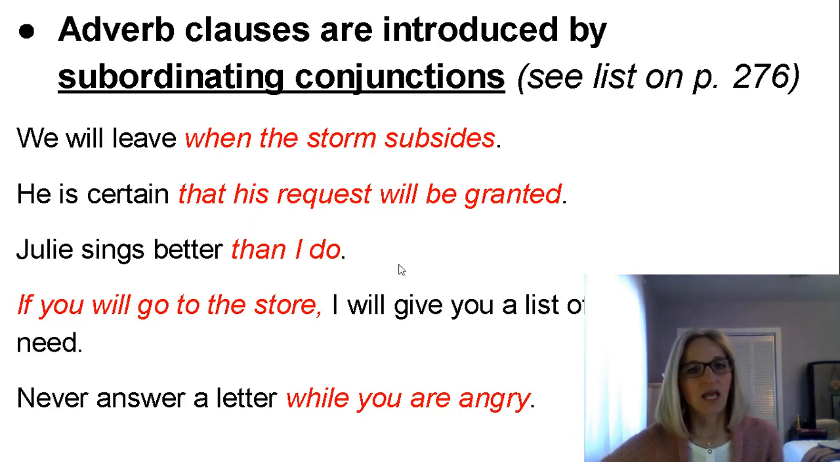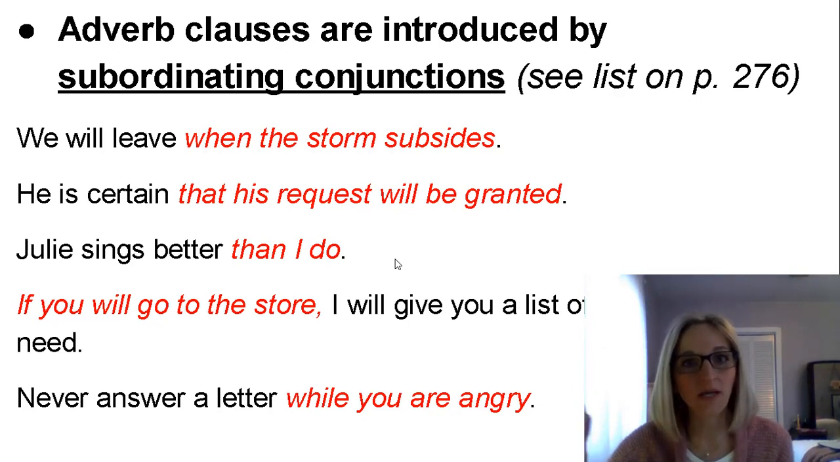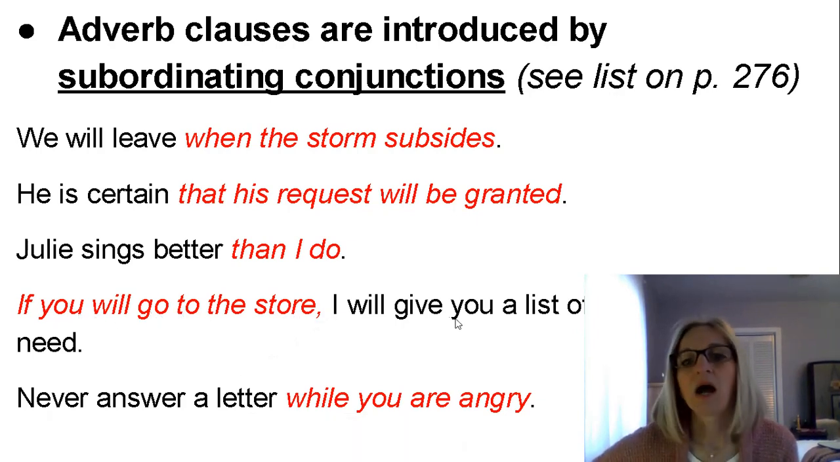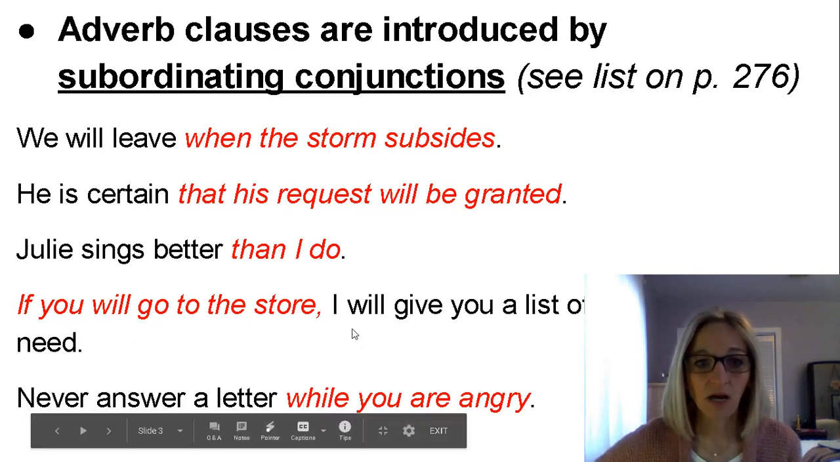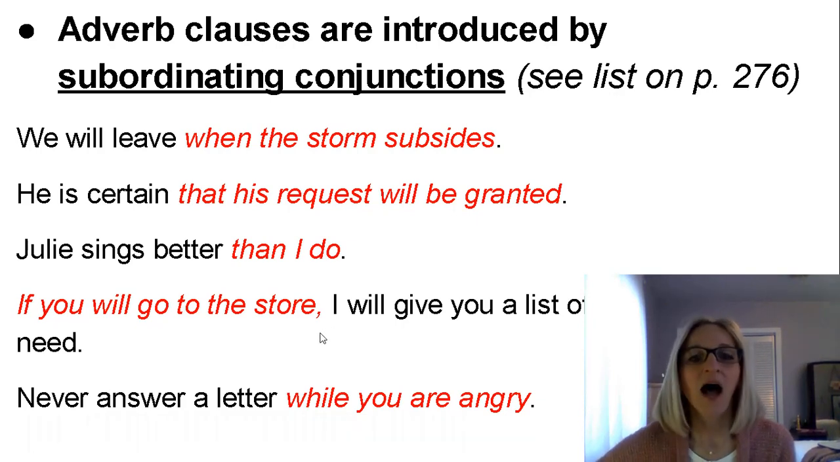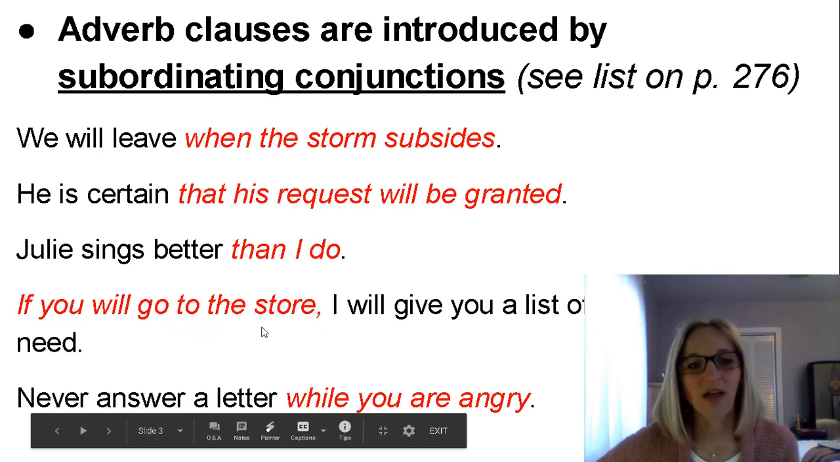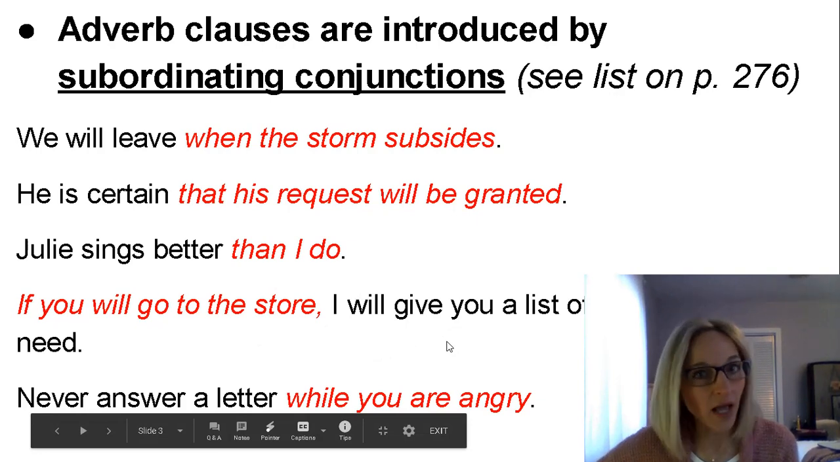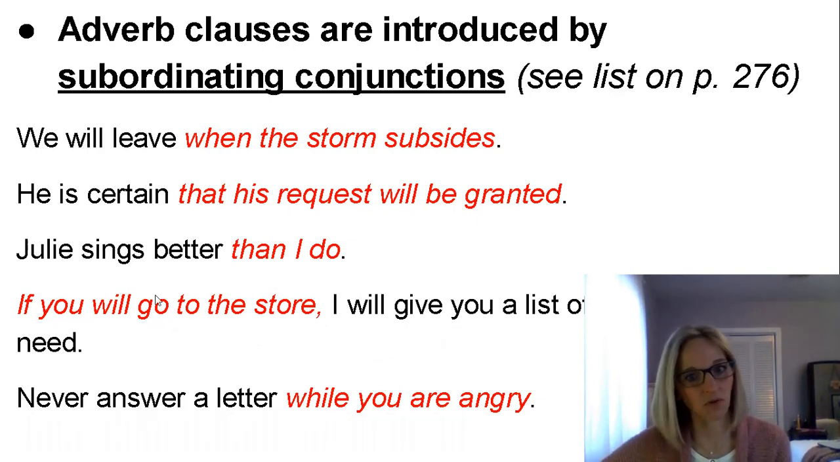Now, if you have an adverb clause at the beginning of the sentence, it's called an introductory adverb clause. Whenever you have one at the beginning of the sentence, you always want to set it off by a comma. So notice the example: If you will go to the store, I will give you a list of things that we need. And if you were going to the store right now, that list would probably include paper products like toilet paper, Kleenex. But if you will go to the store is my adverb clause describing will give. When will I give you a list of things? If you will go to the store.